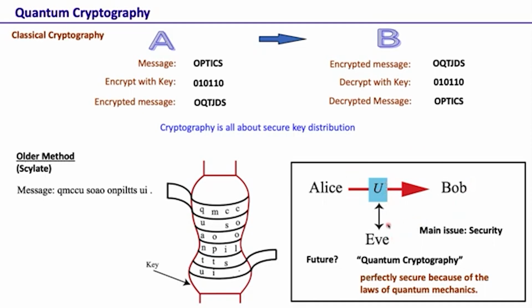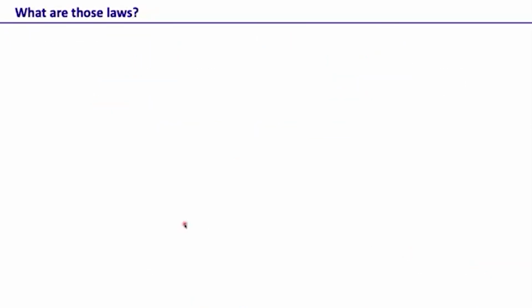But in quantum cryptography, if an eavesdropper gets some information or is trying to intercept the messages being sent, Alice and Bob will actually get to know. And once they get to know, they can drop that particular message transmission, and that way quantum cryptography is perfectly secure. So what are those quantum mechanics laws that make quantum cryptography perfectly secure?